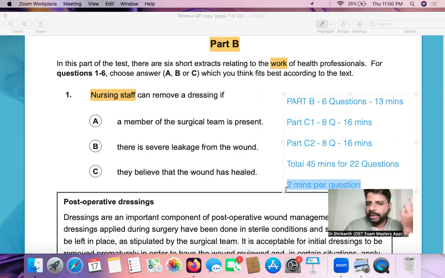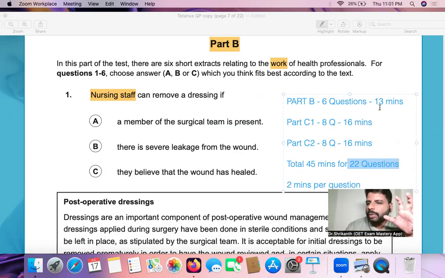Sometimes it will be an easy question. Another thing that new students need to understand is that all these 22 questions will not be the same difficulty level. Some questions will be easy, some will be medium difficulty, and some will be very difficult. Very difficult questions will take you a lot of time. Easy questions will take you only a little amount of time. Okay, that is very important that you understand.